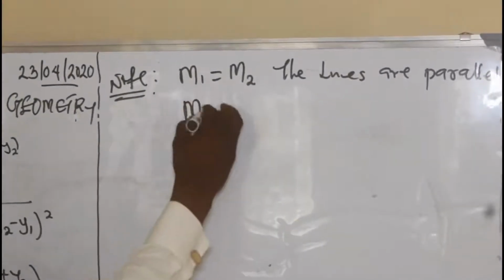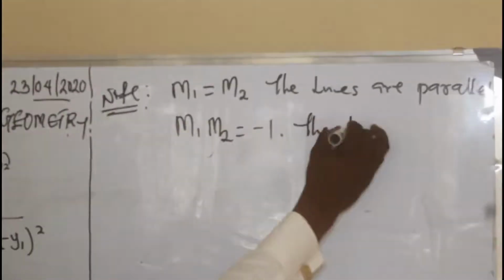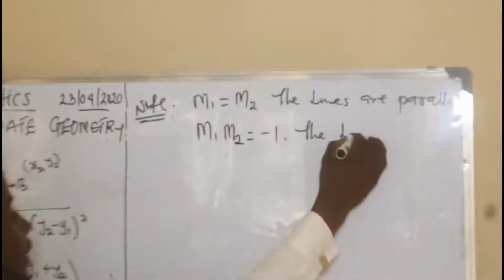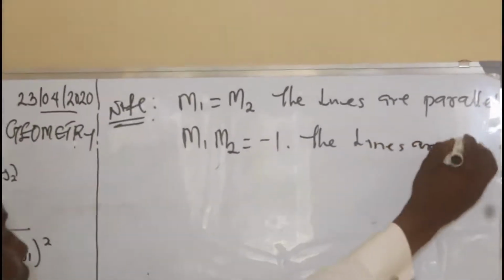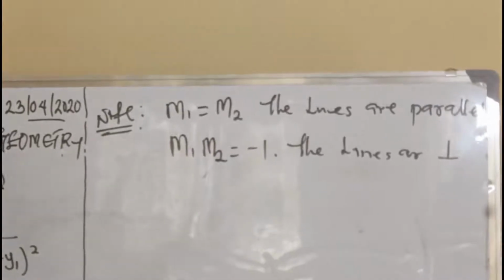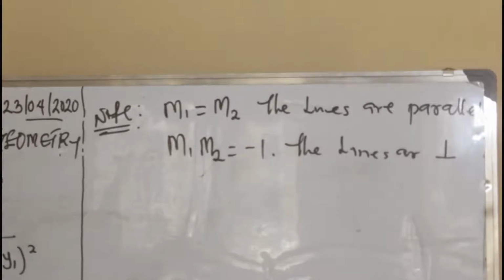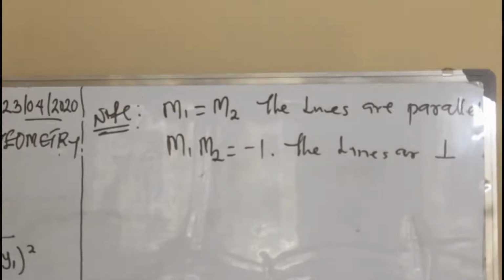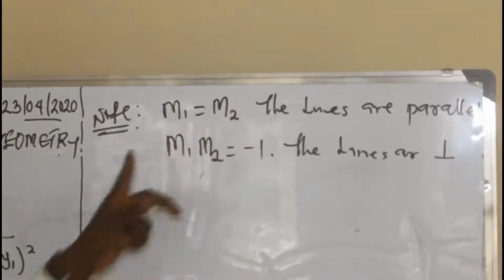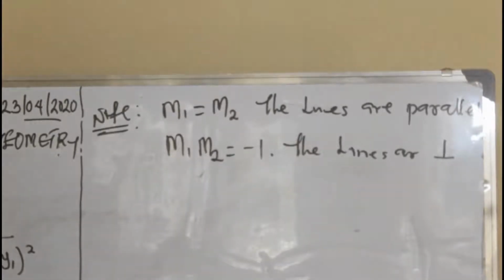Then if m1 times m2 is equal to minus 1, we say the lines are perpendicular. This is the symbol of perpendicular. So you have 2 conditions. 2 lines can be parallel and 2 lines can be perpendicular. If the 2 m are equal, they are parallel. If m1 times m2, that is when you multiply them together, is equal to minus 1, then they are perpendicular.